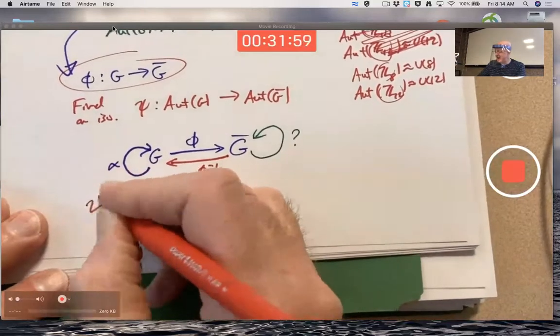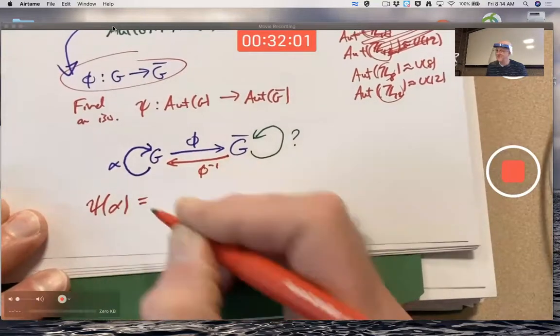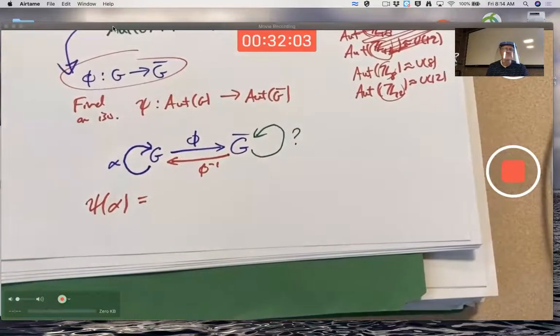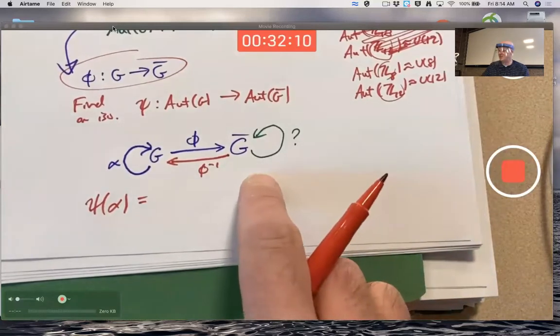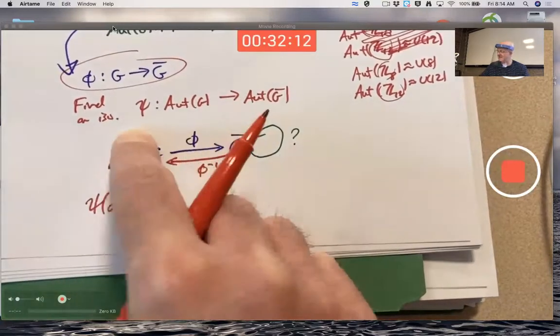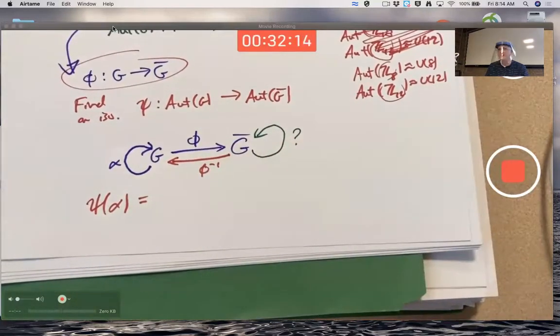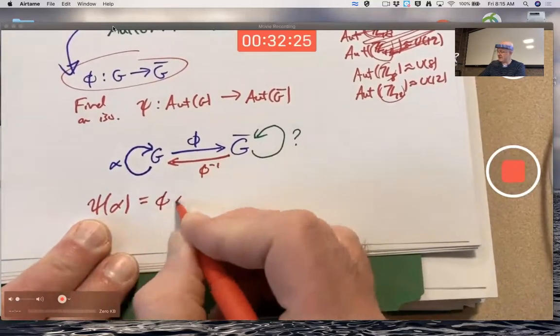In other words, psi of alpha, I want it to be an automorphism of G bar. It's got to be the function where you apply phi inverse first, then alpha second, then phi third. It's got to be a function composition. And with our convention of function composition going right to left, it would have to be phi alpha phi inverse.